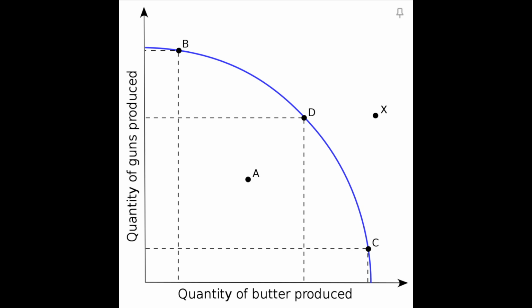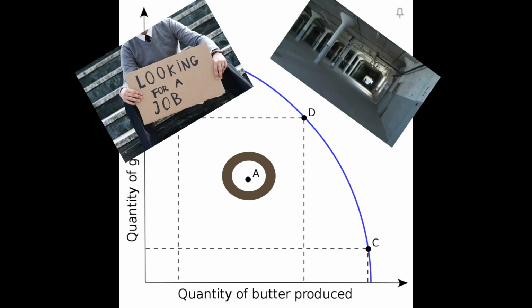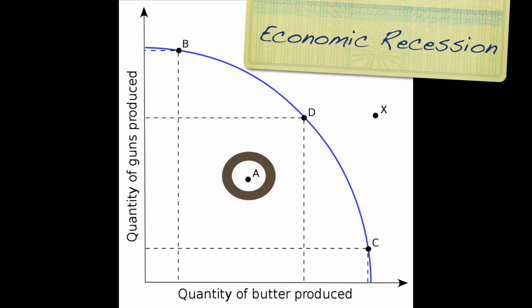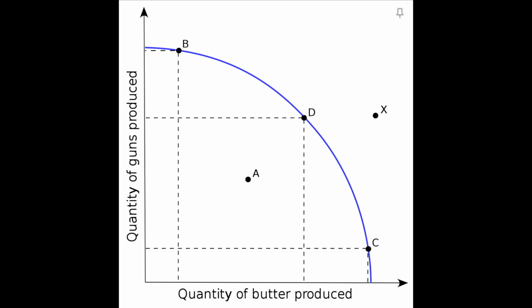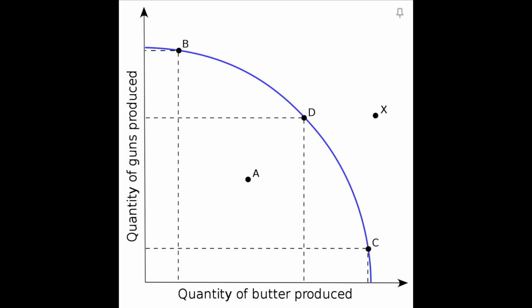Sometimes, however, an economy may not be operating at its productive capacity. An economy may not be operating at the blue curve. At point A, for example, the economy is producing less butter and less guns than it could produce at its productive capacity. This is indicative of factors such as unemployment, unused factories, and much more, factors that are characteristic of an economic recession. On the flip side, when an economy is operating at its productive capacity, the standard of living is at the highest it can be within the constraints of the power of the economy at that time.